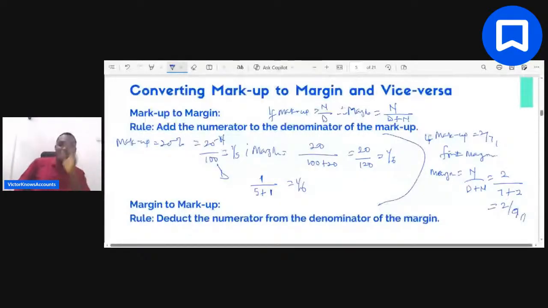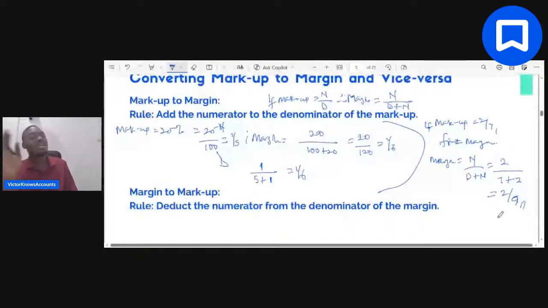Markup and margin is one of the simplest topics that you can ever come across, especially in ratios, in accounting. So I don't want you to think there is something complicated here. If you see it in your question, it's something that you should do in 10 seconds. You can almost do it in your head without even using a calculator.